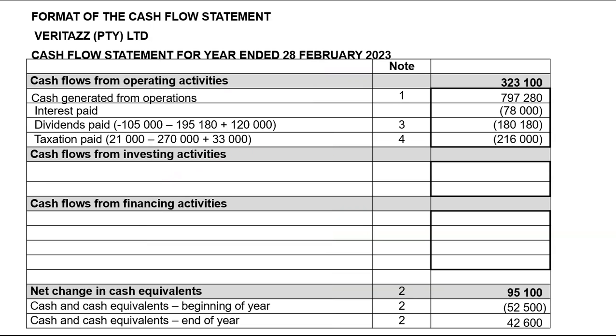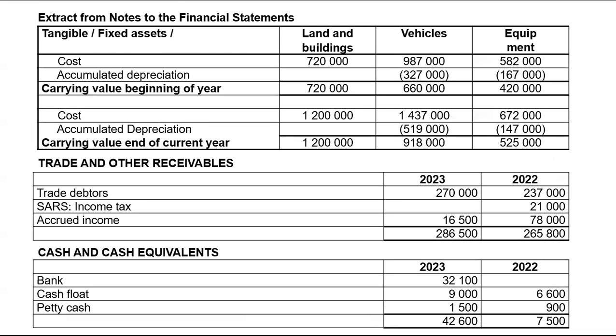Under investing activities, we've got purchase of non-current assets now. That is a bit tricky because now it requires us to prepare a note. Then I'll go back to my note number 3. I will start with land and buildings, and land and buildings do not depreciate. So I'll just compare.